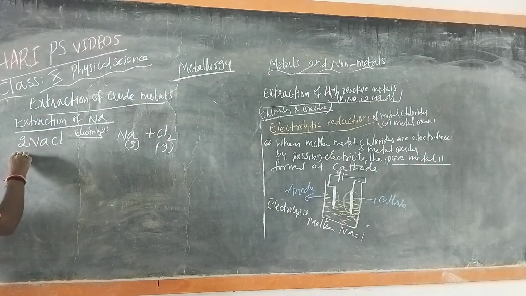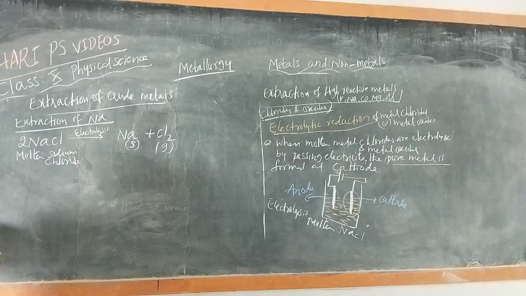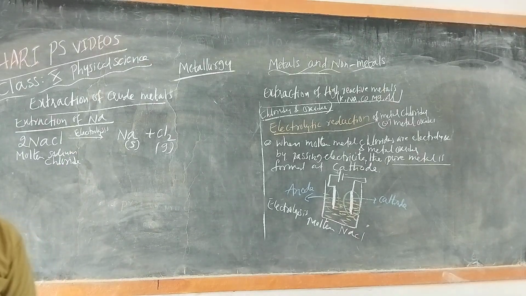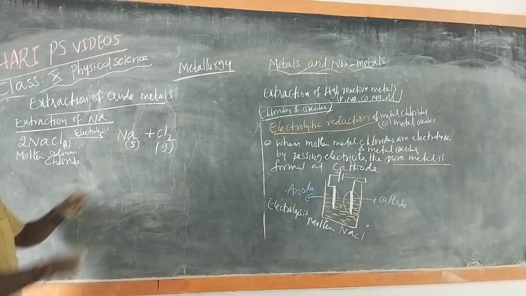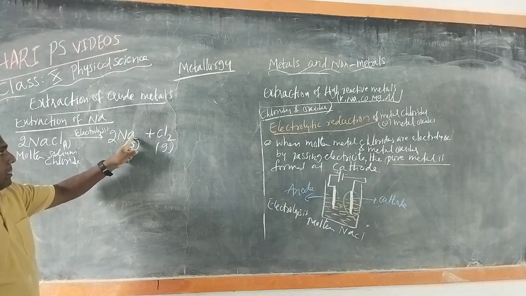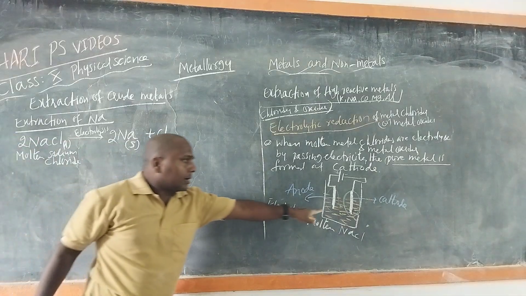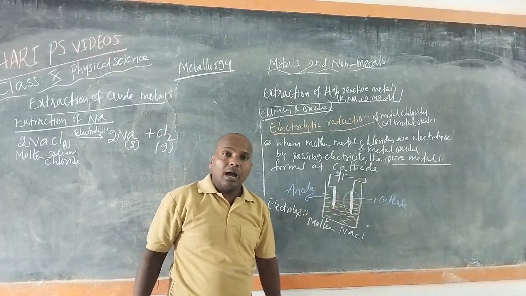So molten sodium chloride involves electrolysis, electrolytic reduction. It reduces to the liquid state of sodium and chlorine. So sodium is formed at the cathode. Here the sodium is formed and the chlorine is formed at the anode.